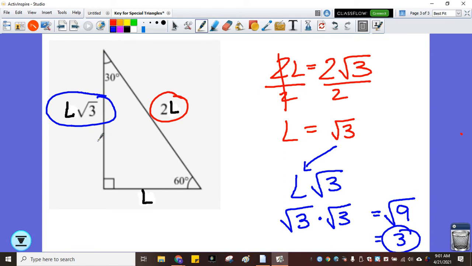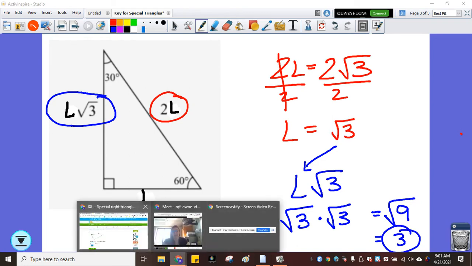Now, when I say long side, I'm not saying the longest side of the triangle. I'm saying the longest side of the legs. One of my students said, but isn't this the longest side? Yes, he was right. The hypotenuse is the longest side of your triangle. I was just saying the long leg and the small leg. So our long leg is 3.